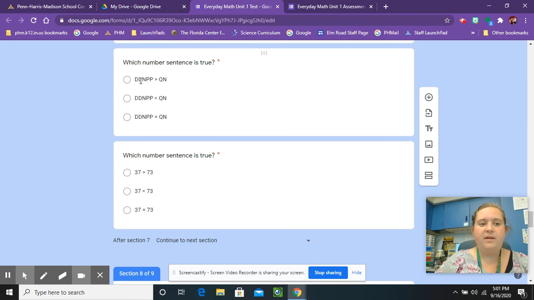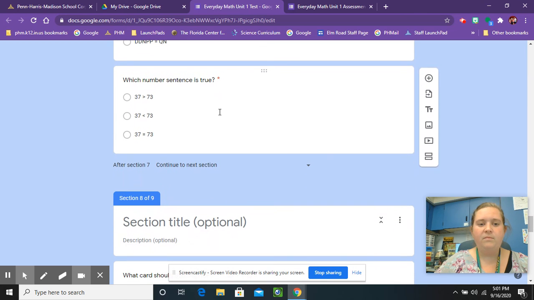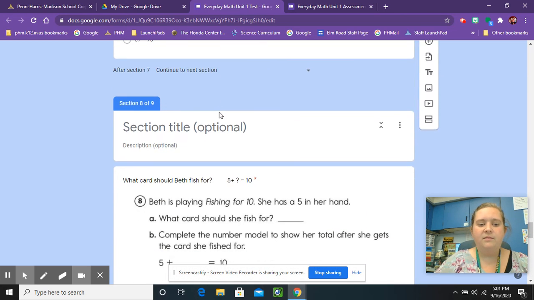This one has a D, D, N, P, and P, a Q, and an N. Those are coins. I wasn't able to circle those coins, those letters, like I normally do. So you have to use your piece of paper or your whiteboard and figure out how much money is on the left side and how much money is on the right side. And then you have to tell me which symbol you would use. All right.